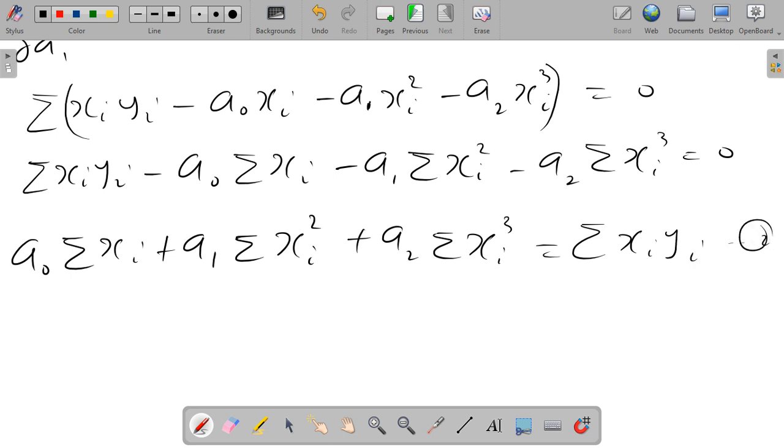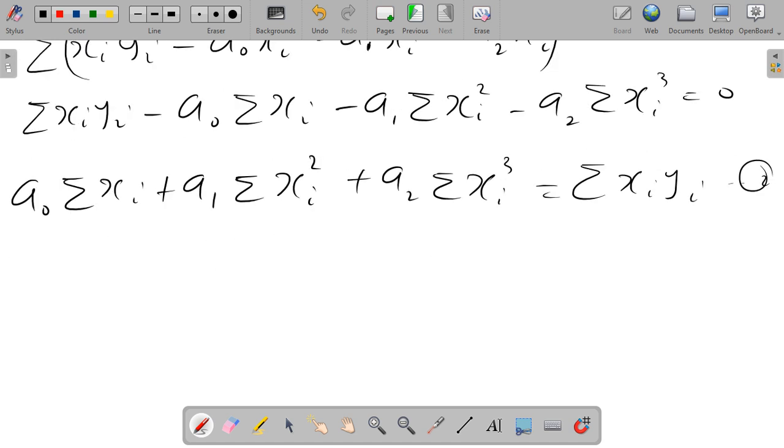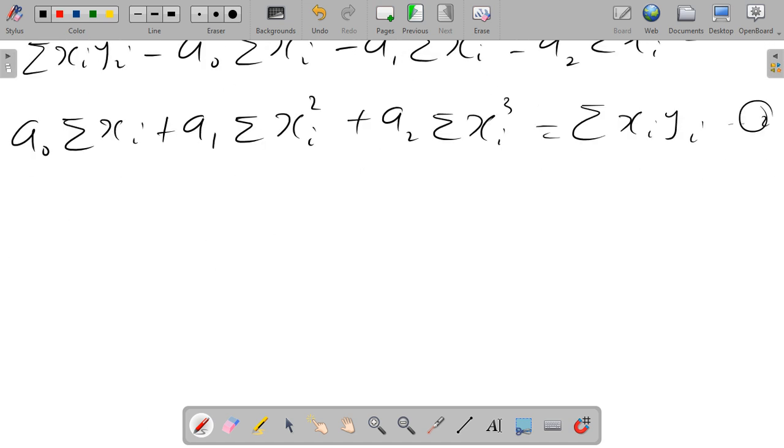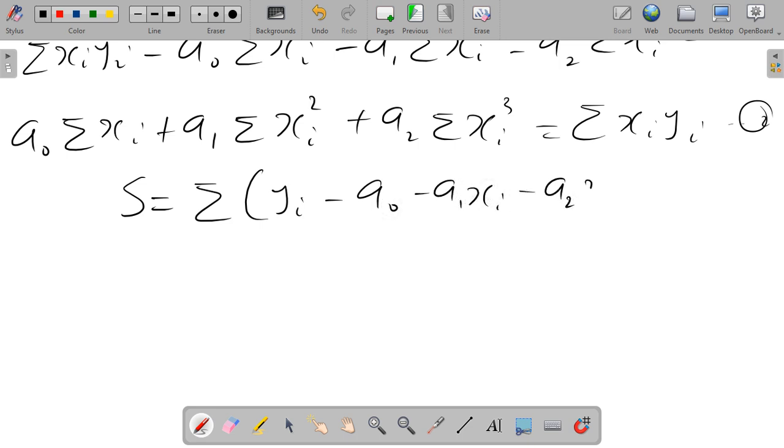So to get our equation 3 is to do the derivative of s with respect to a2. So our s again is equal to what? Our residue s is equal to the summation of your yi minus a0 minus a1xi minus a2x squared i. Okay, so we take the derivative.